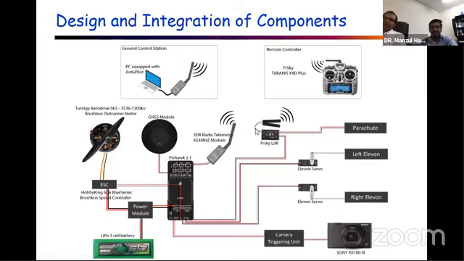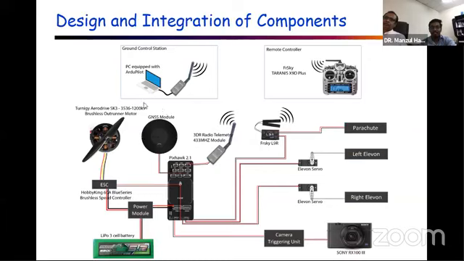Okay, so this is the overall figure of how things are connected. These components are inside the drone. On the ground, we have our ground control station. So it is basically a receiver. Here, all the drone's telemetry data is transmitted by a radio signal, and we can receive that signal using a receiver.